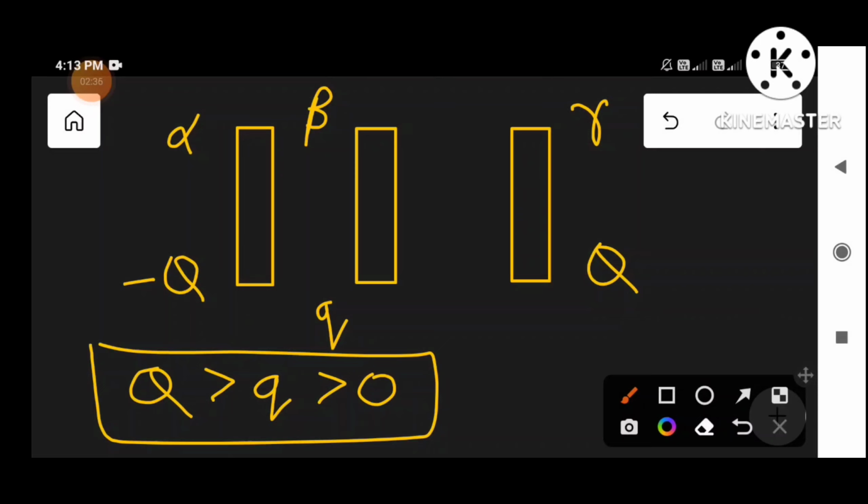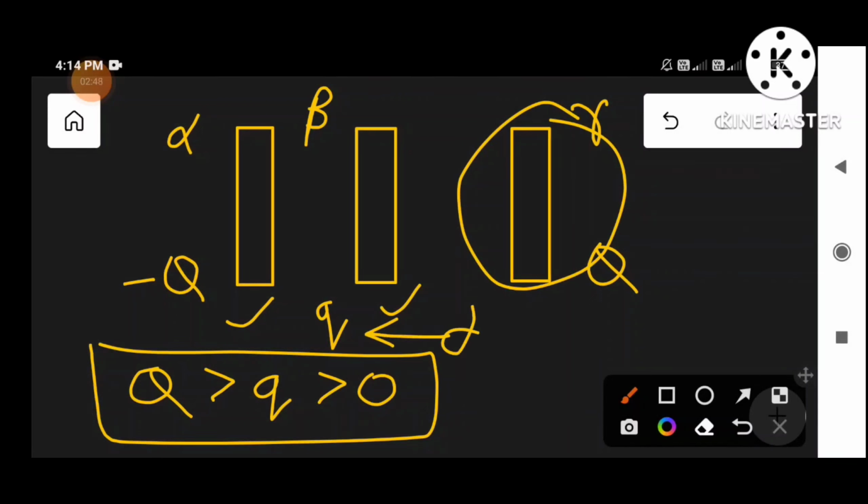We have to find the electric field due to conducting plates beta and alpha on this plate gamma, right, before collision. So before collision, the plate gamma is located at some distance d from plate beta, right?